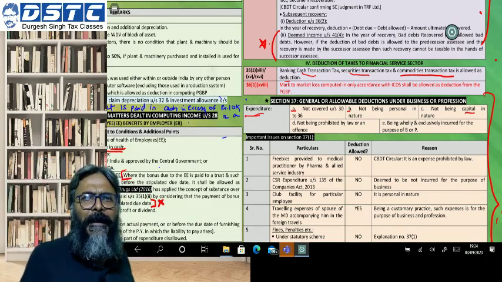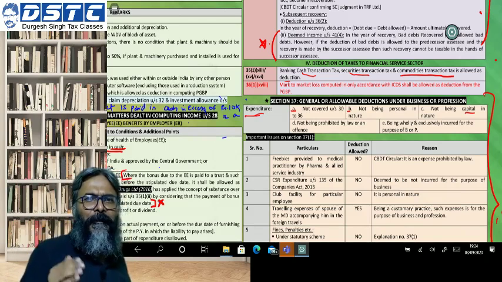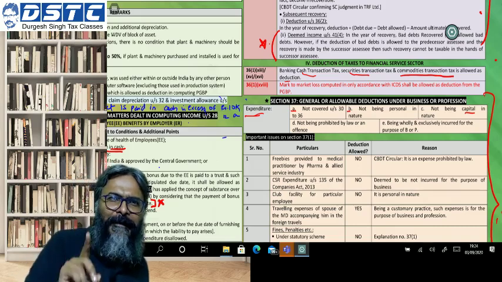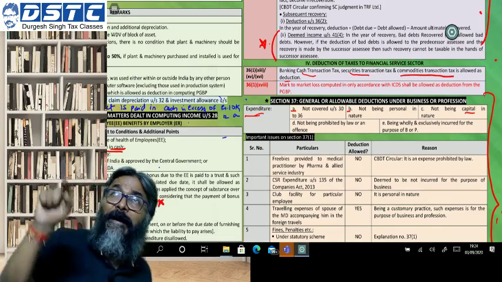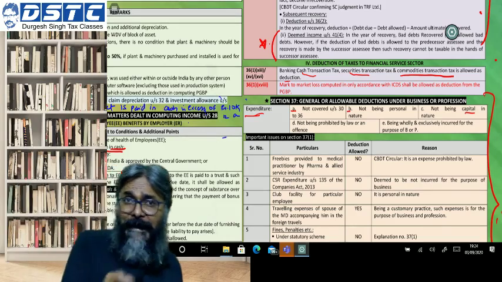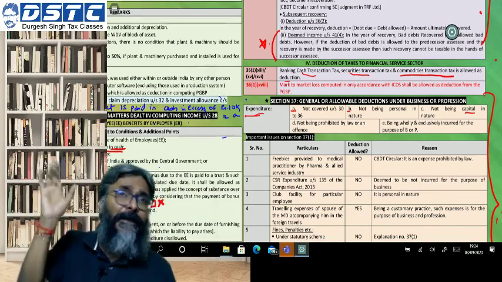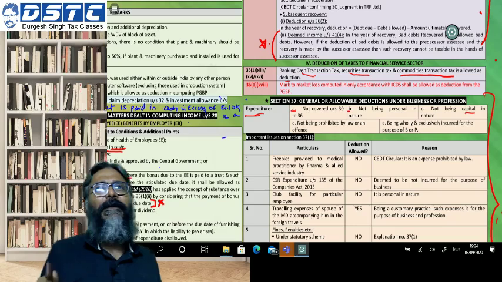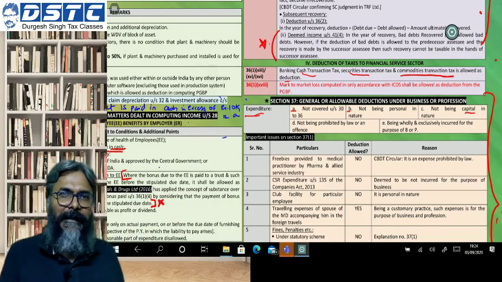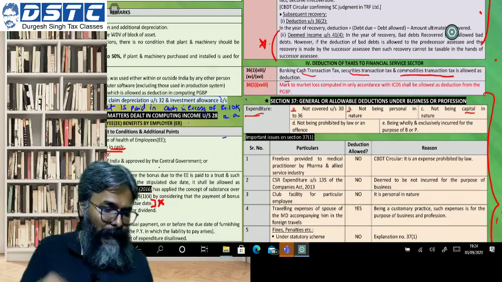Rent, rate, repair, insurance, taxes, municipal tax: if these are paid in respect of building, it is section 30. If they are paid in respect of plant and machinery and furniture, then students, it is section 31. So these are the two sections, 30 and 31. That is what you will always keep in mind, students.